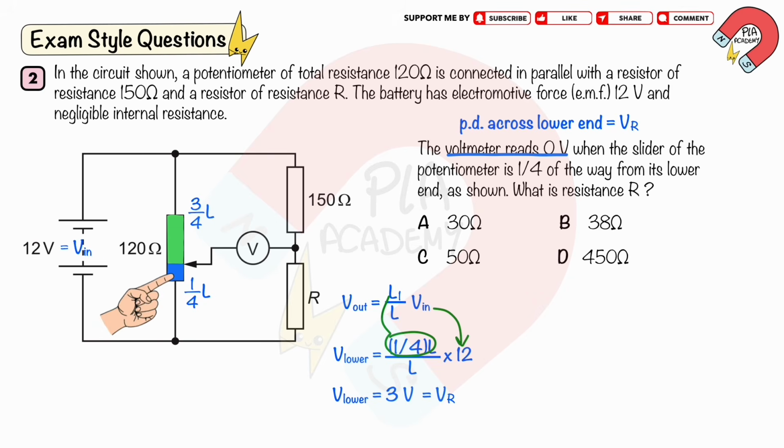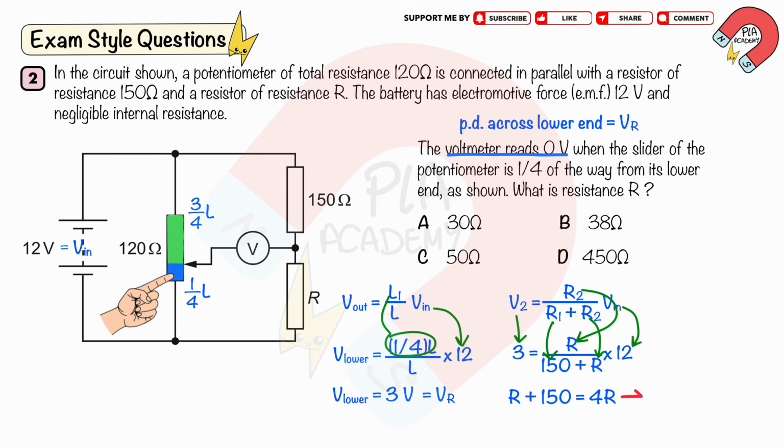We can calculate the resistance R using V2 equals R2 over R1 plus R2 times V input. Substituting V2 equals VR equals 3, R1 equals 150, R2 equals R, and V input equals 12. We solve the resistance R equals 50 ohms. So, C is correct.